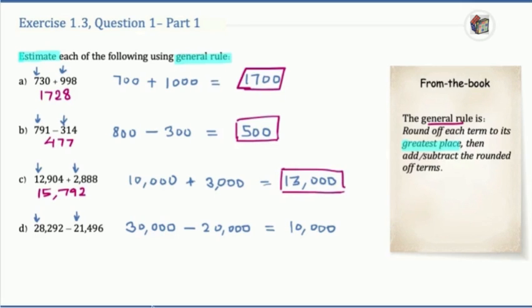And now let's see what's the exact answer for part D. When you do that, you get 6,796. So this is around 7,000 and the estimate we have is 10,000. Now again, you might feel it's really far away from that, but don't bother about that. This is the general rule, and if that is what they want you to do, we'll just do that.